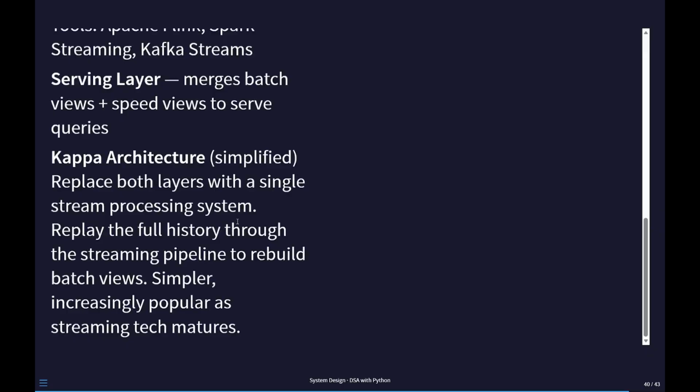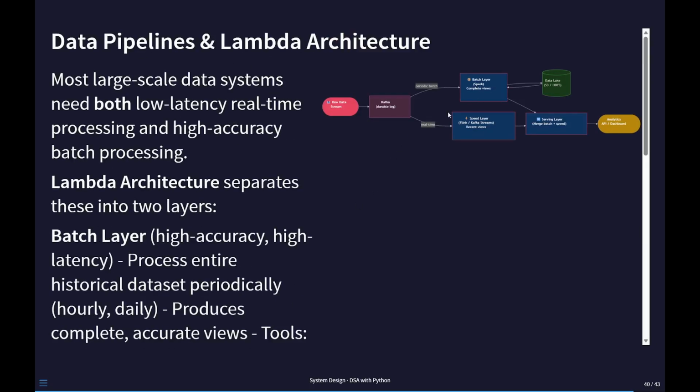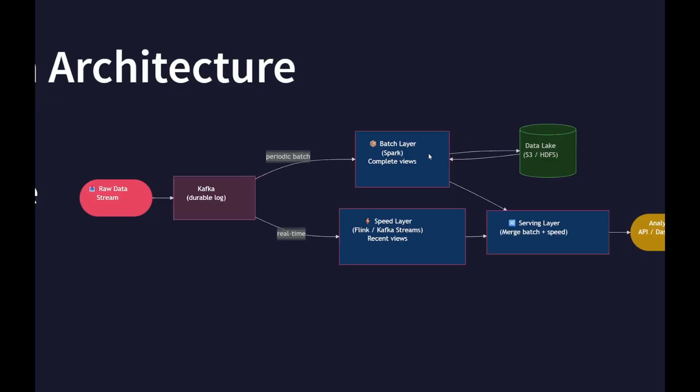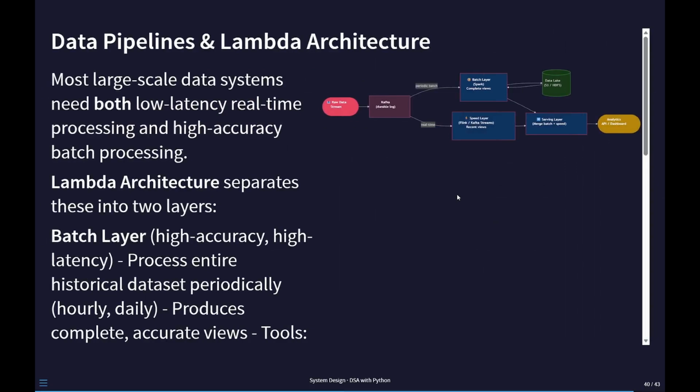Remove the batch layer entirely. A single streaming system, usually Kafka plus Flink, handles everything. To rebuild historical views, you replay the full event history through the streaming pipeline. This is simpler to operate, but requires your streaming infrastructure to handle high replay throughput. As streaming technology has matured, Kappa has become increasingly popular for new systems. Lambda remains in heavy use in the enterprise where Spark pipelines are already established.